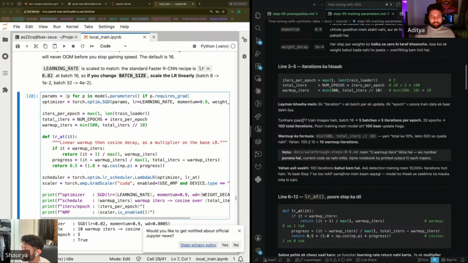So 77 is divided by batch size 16, so 5 batches. 5 into 16 is what? 70? No. Oh, almost 80.